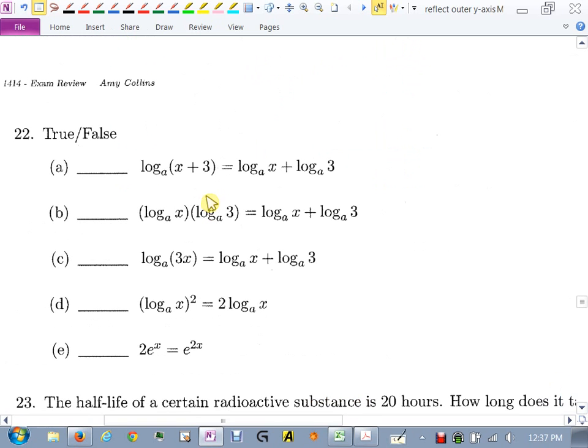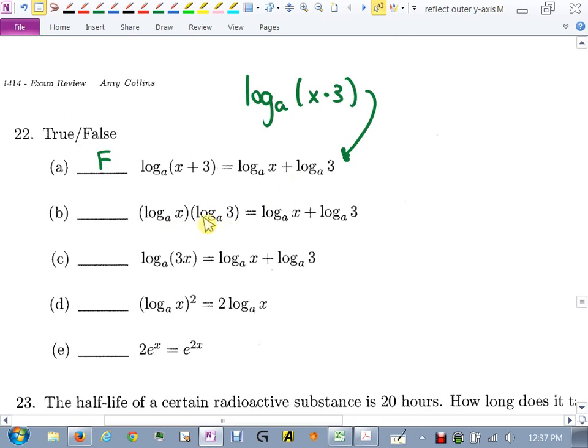Oh, these are good. True or false? Is this true or false? False. You cannot do that. That's like distributing a log through this. What you can do is this. If you have log base A of x times 3, then yes, it becomes this because multiplication becomes addition, right?